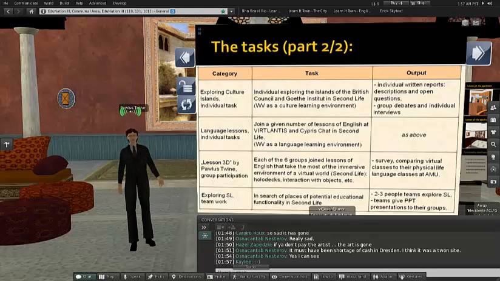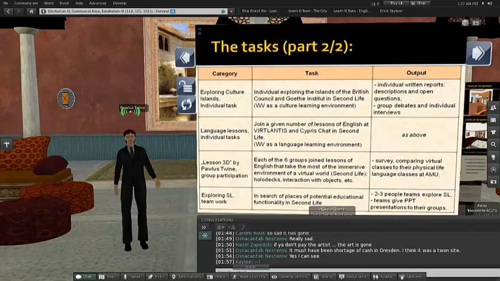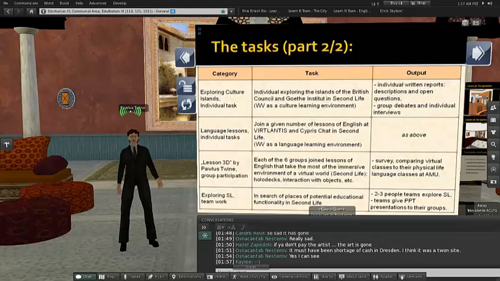I also, for my research needs, read all those individual reports and analyzed the data. But for them, I wanted the reports to be material to share with their colleagues, students. Now, the next step was language lessons.